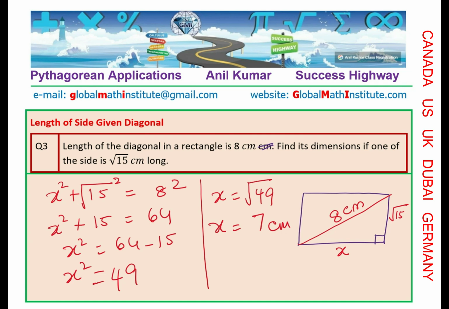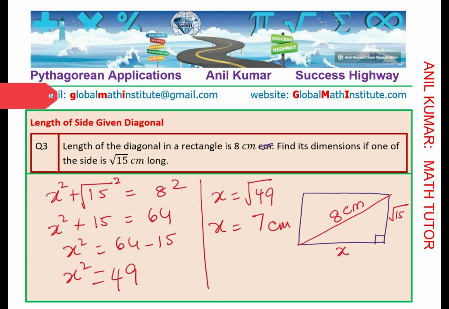So basically, what you saw in this particular video is that given the diagonal, we can do the reverse calculation and find the shorter side, right? I hope that really helps.